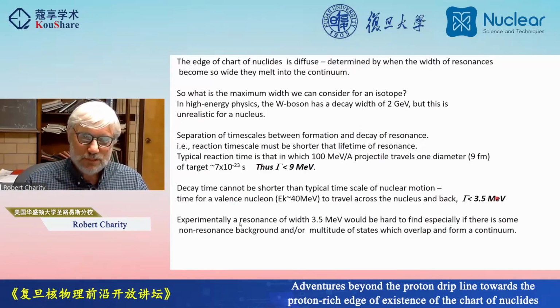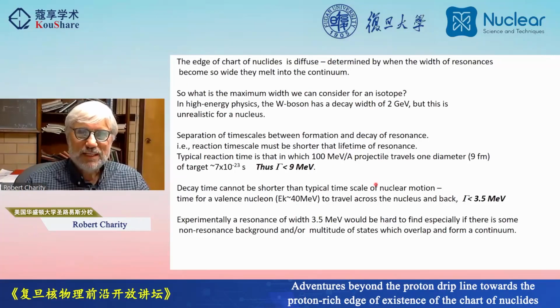Experimentally, this may also be a challenge, especially if such a wide state sits on a very large non-resonant background. And as you'll see, we always have some background. It may also be problematic if the density of states is large, and they're all wide, and then they just overlap and form a continuum. So we will see. I'll show some examples.